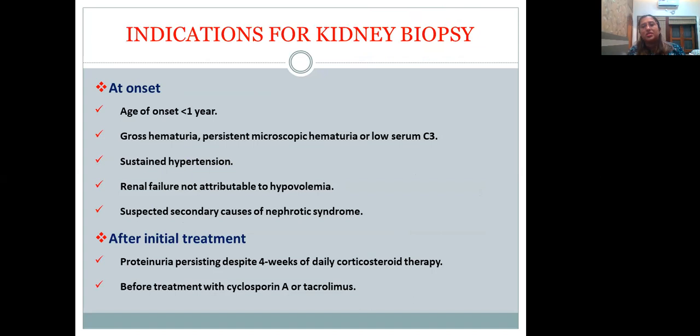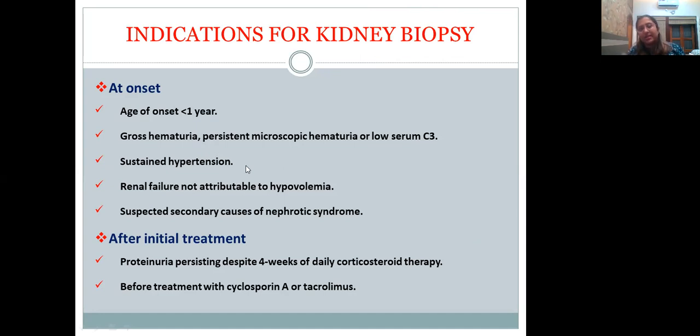So now coming to the indications for kidney biopsy at onset, that is, if the age of onset is less than 1 year, nephrotic syndrome less than 1 year, or less than 3 months, that is congenital nephrotic syndrome, is an indication for kidney biopsy. And whenever nephrotic syndrome occurs in less than 1 year, it is of worse prognosis. If there is gross hematuria or persistent microscopic hematuria or low serum C3, this is because these are all features of non-MCN and hence worse prognosis nephrotic syndromes. If there is sustained hypertension, or there is renal failure which is not attributable to hypovolemia, or there is suspected secondary causes of nephrotic syndrome.